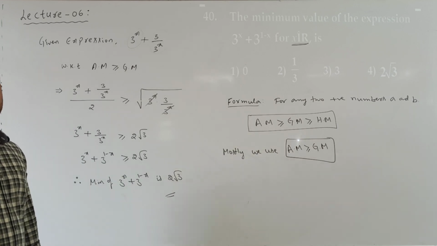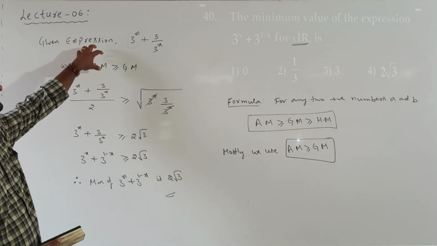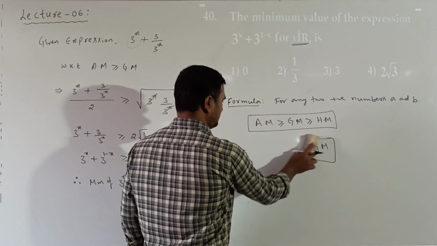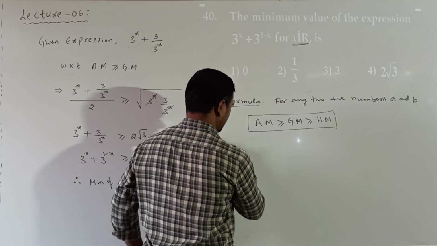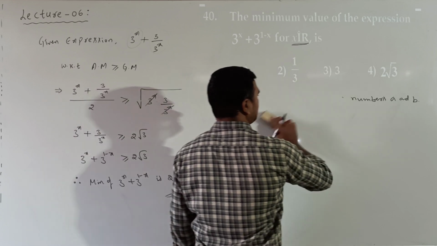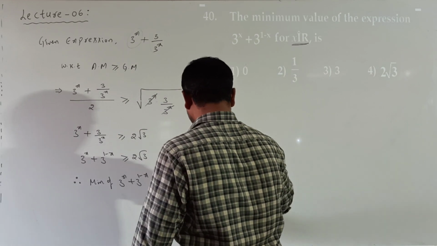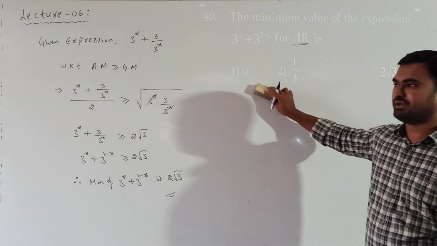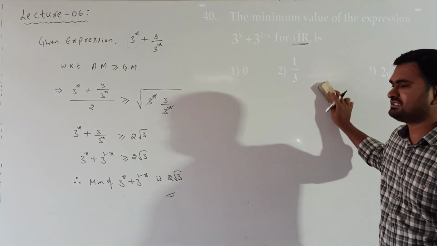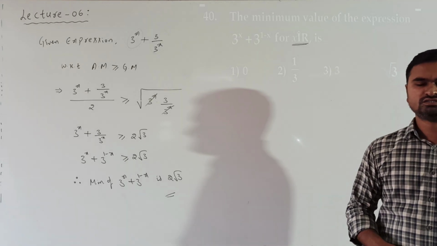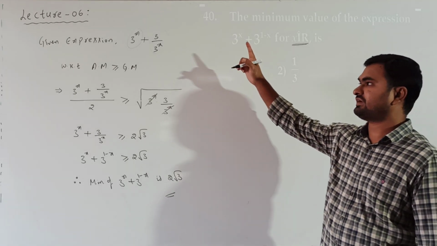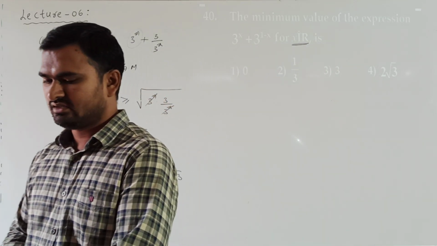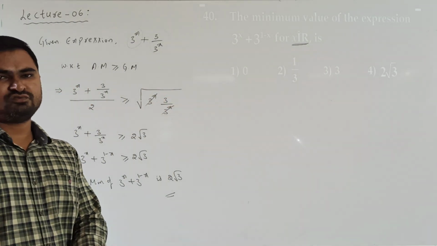So this is the method of solving this type of problem where we have a term and its reciprocal. Use AM greater than or equal to GM. This is one method. Now we can use another method after completion of application of derivatives, where there are maxima and minima. Now we will use another method for finding minimum or maximum values of the expression. That we will see later after completion of application of derivatives.